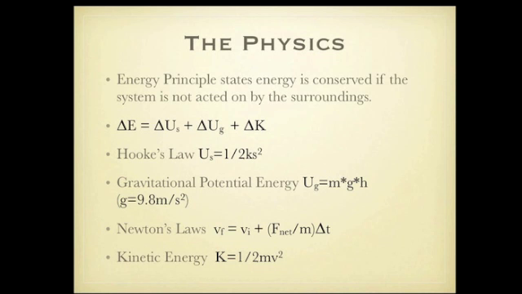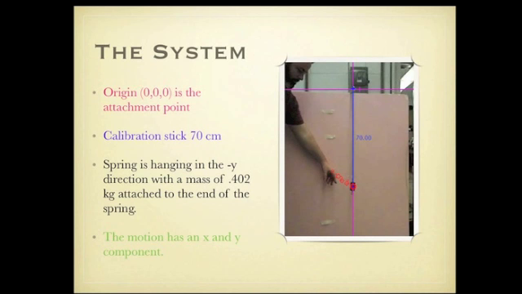Newton's laws will be used to calculate the final velocity, and it's equal to the initial velocity plus the net force divided by the mass times the change in time. Kinetic energy is 1/2 of the mass times the velocity squared. The system has the origin at 0, 0, 0, and that's the attachment point. The calibration stick was set to 70 centimeters. The spring is hanging in the negative y direction with a mass of 0.402 kilograms attached to the end. The motion has an x and a y component.